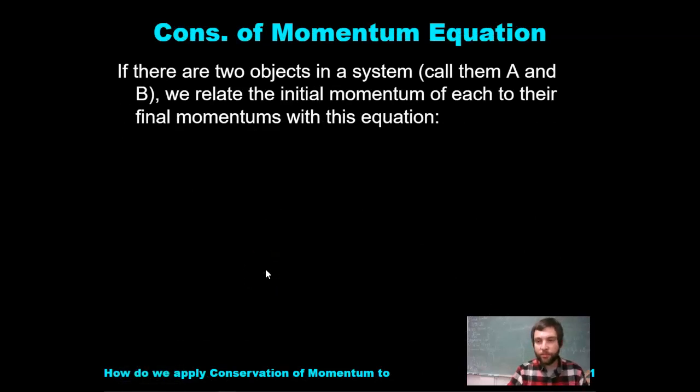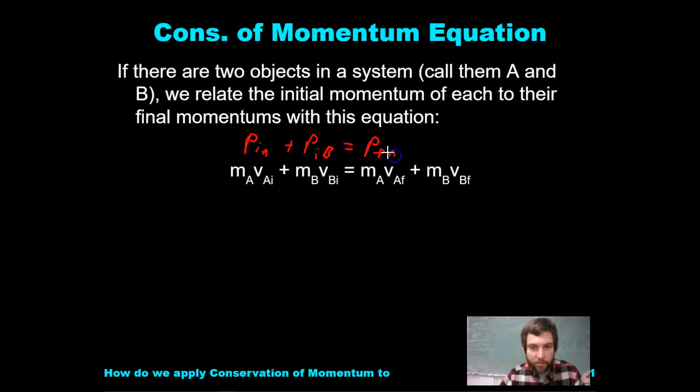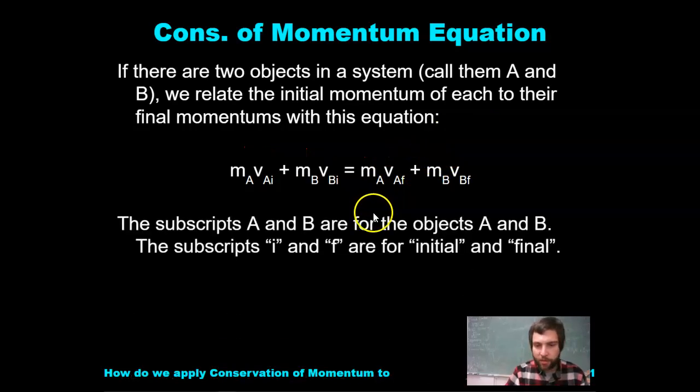If there are two objects in a system, let's call them A and B, we relate the initial momentum of each to their final momentums with this equation. This is just the initial momentum for A plus the initial momentum for B equals the final momentum for A plus the final momentum for B. The subscripts A and B are for the objects A and B. The subscripts i and f are for initial and final. Nothing new or surprising there.